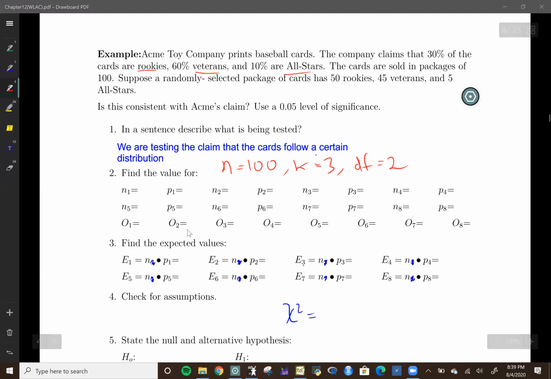All right, no question. The nice thing is that since N is 100, it should make the expected value easier to guess. For 30% cards are rookie, I'm going to say that's P1. So P1 is 0.30, P2 is veteran, so that's 0.60. And lastly, 10% are all-star, so let's say 0.10.